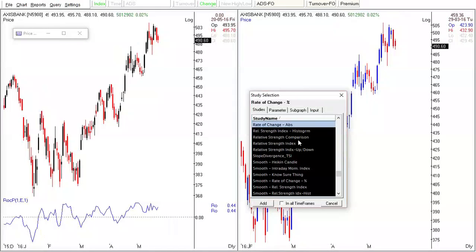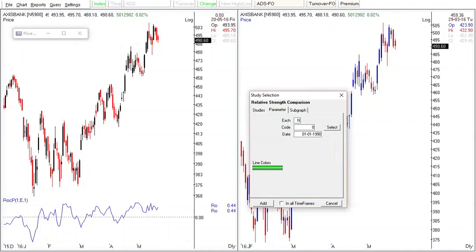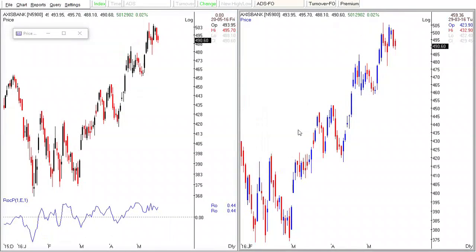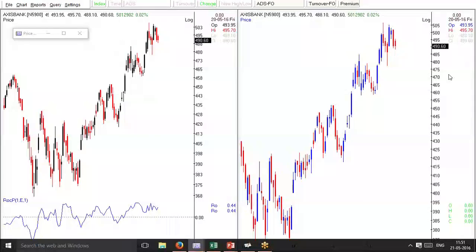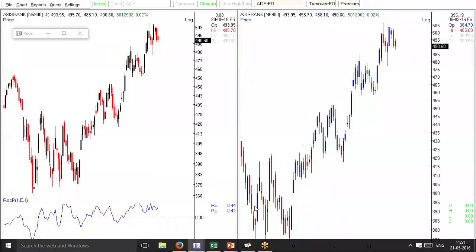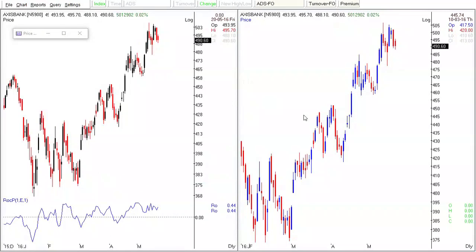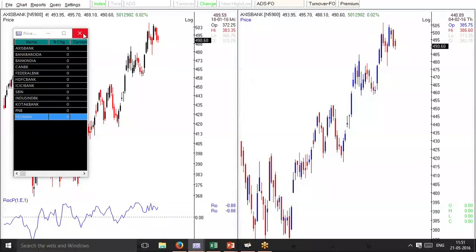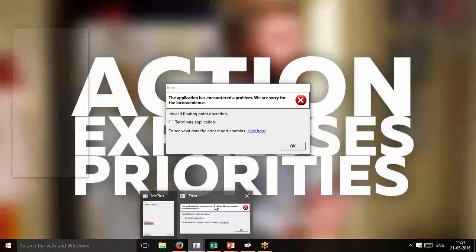So I go to relative strength comparison. This time I'm going to put 59906 and not 59901, which was Nifty. So I'm adding it. Where did it go? Okay, one sec. Software seems to have a small issue. Okay, fine. It didn't like what we are doing.